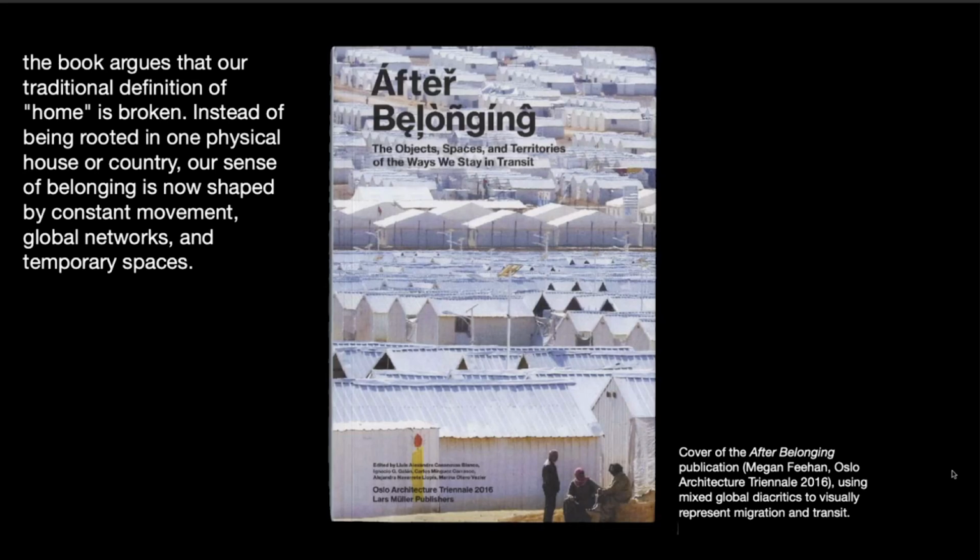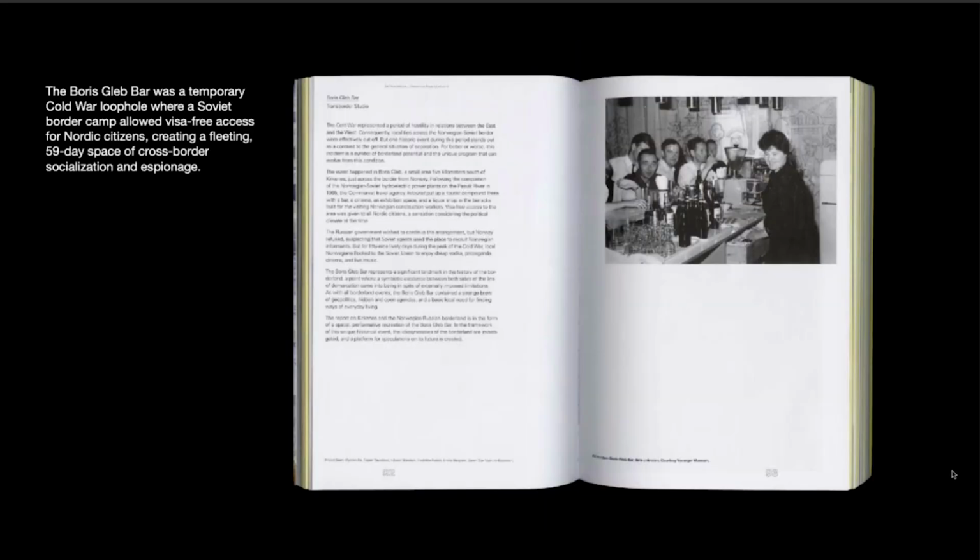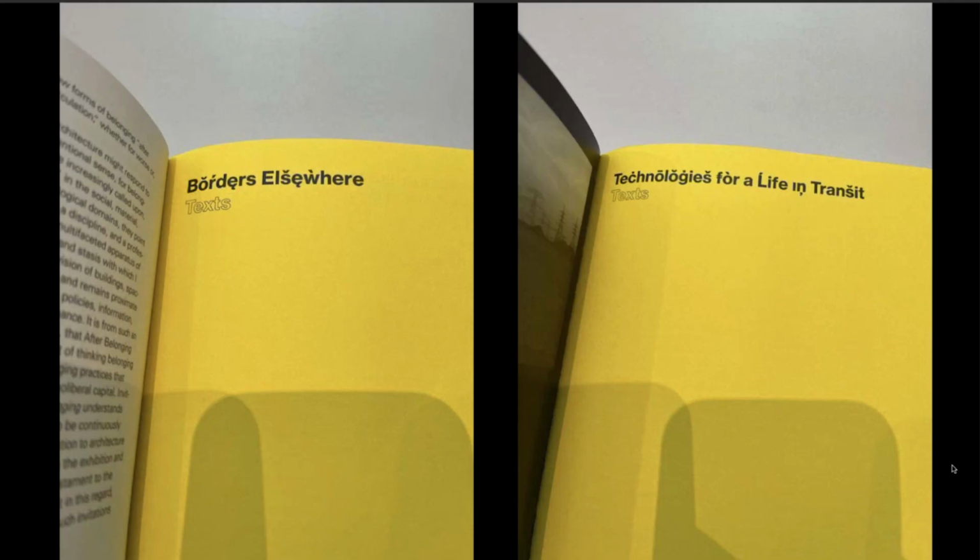The designer is Megan Behan, and when I was talking with her, before we started the interview, there was an example in the book. It talks about a bar in the Soviet border camp. They allowed visa-free access to Nordic citizens, so that during those 59 days, people from Norway could go to this bar without any visa. So this is one example in the book that I want to talk about.